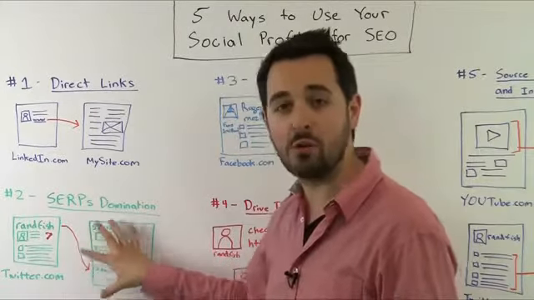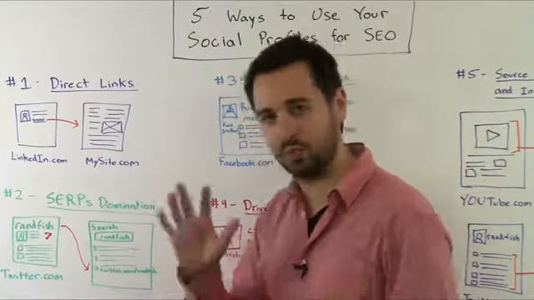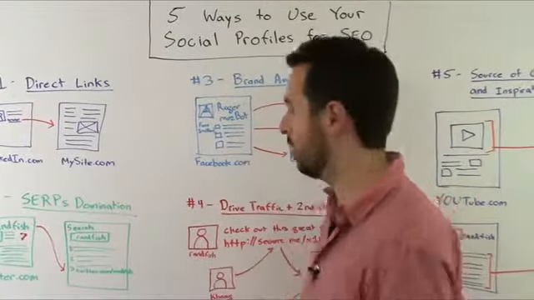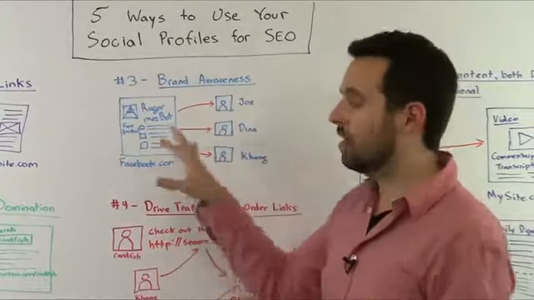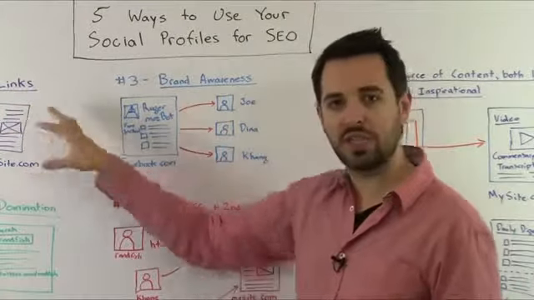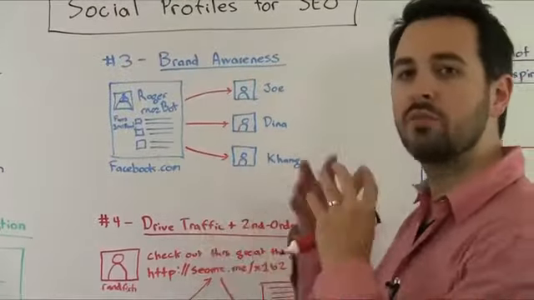It's a great way to go in terms of building links to those individual profiles. So really smart way to leverage offline and online marketing together. Number 3, brand awareness. On a lot of these sites, when you're participating, doing good things to get those direct links and doing good things for the SERPs domination, you're also getting a lot of brand awareness.